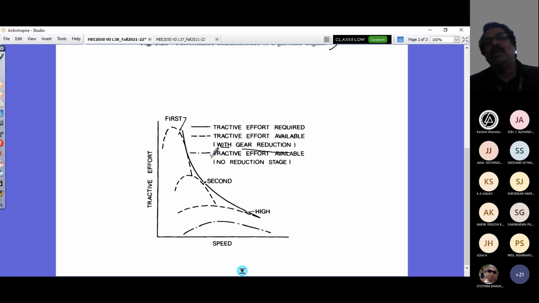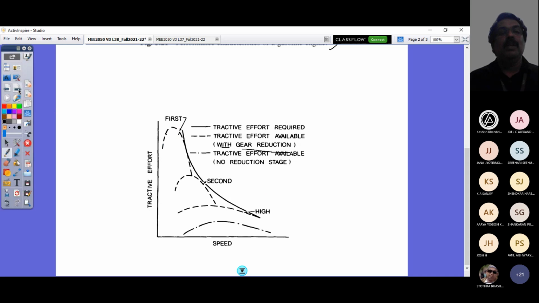The last one is no reduction stage, that is, the direct speed of the engine is obtained, right? Intermediates are in between. So you will have first gear, second, higher, and then no reduction gear stage, right? So if I have this, I can make an envelope, and that would take care of this. This envelope should be smoothly operating. That is where the role of a gearbox comes into the picture.